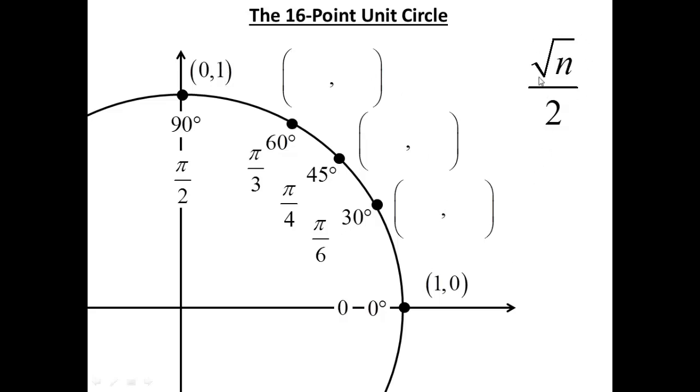But again, it's always of this form. So I start with n equals 0. This is the square root of 0 over 2.